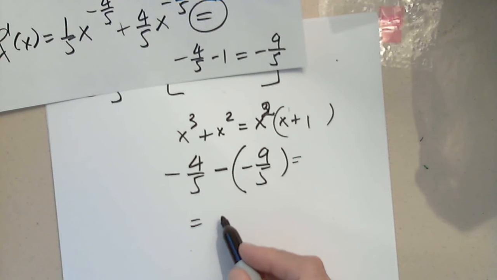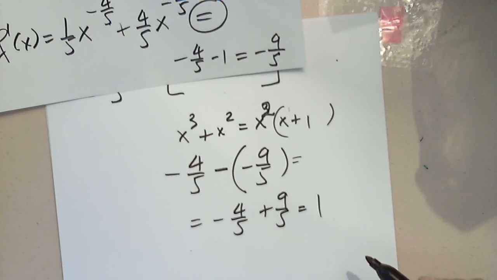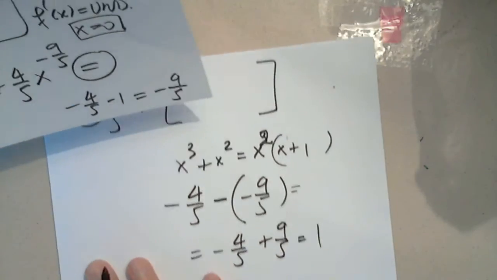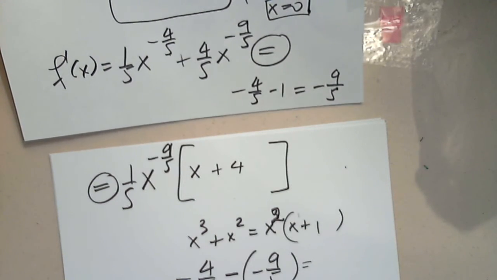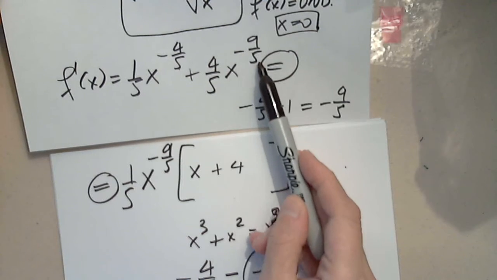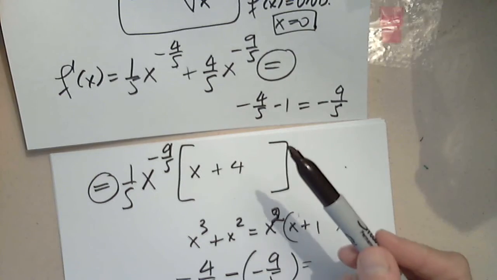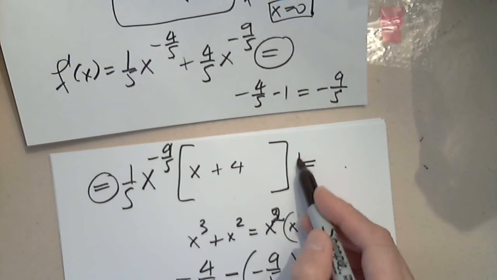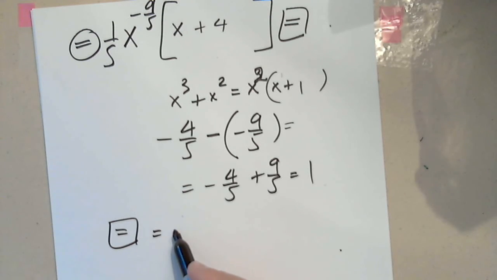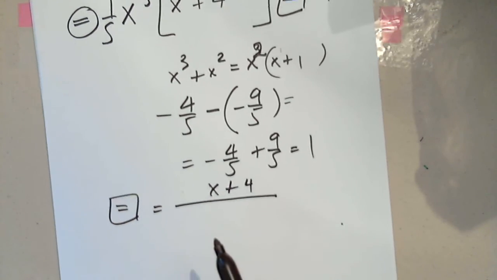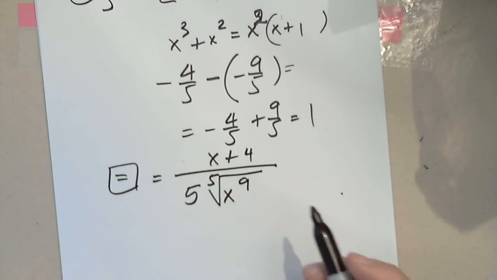So what is this? It's nice, because it's 5/5, which is 1. So in parentheses, I get x. And then, of course, plus 4. Because I took x to negative 9/5 outside, and I took 1/5 outside. So now, this function becomes x plus 4 over 5, the 5th root of x to the 9th.